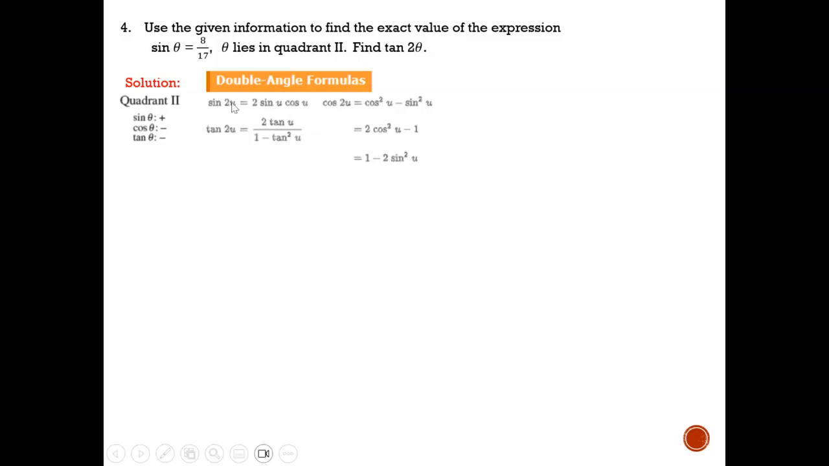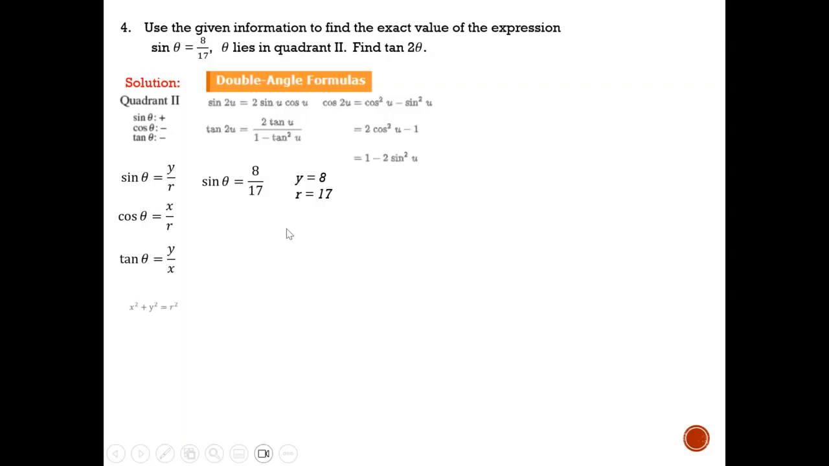Okay. So these are the double angle formulas. This is the double angle for the sine, double angle for the cosine, but we're looking for the double angle of the tangent. So we know that sine of theta is equal to y over r. The cosine of theta is going to give us x over r, and the tangent of theta will give us y over x. So they give us the sine of theta equals 8 over 17, which means my y is 8 and my r is 17. So I need to find my x.